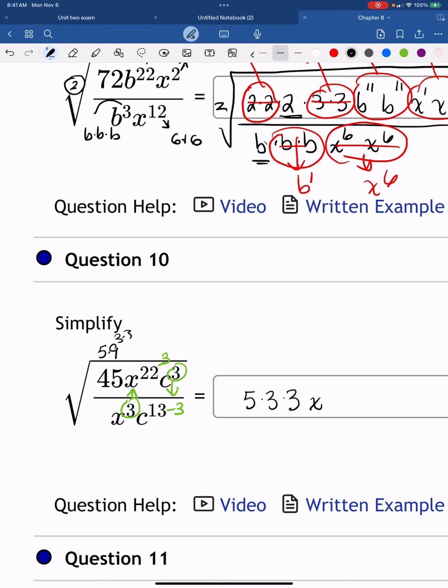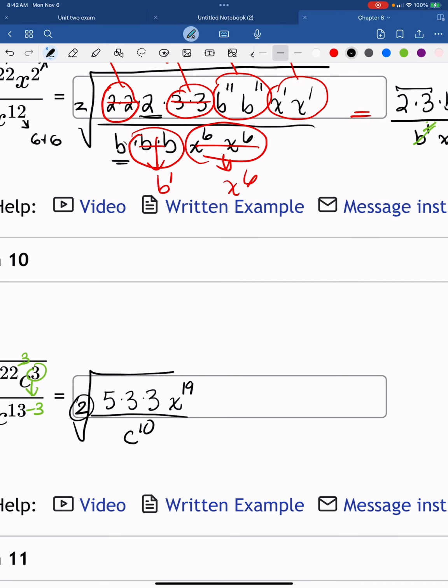x to the 19th, because 22 minus 3 is 19, all over c to the 10th. And we're taking the square root of that. So I'm looking for pairs. 19 is 18 plus 1, and 18 is my even number, so that's 9 plus 9, and we still have the plus 1. 10 is just 5 plus 5.